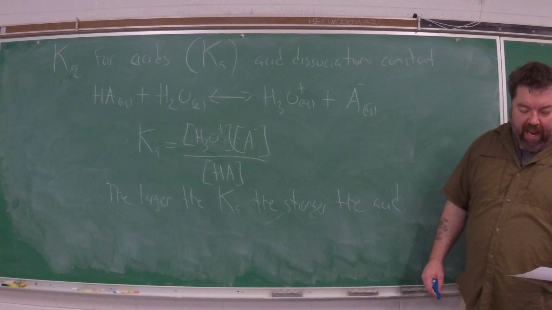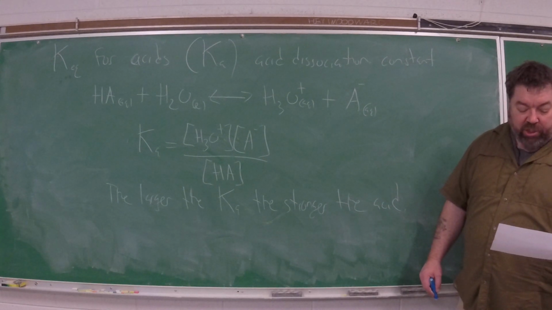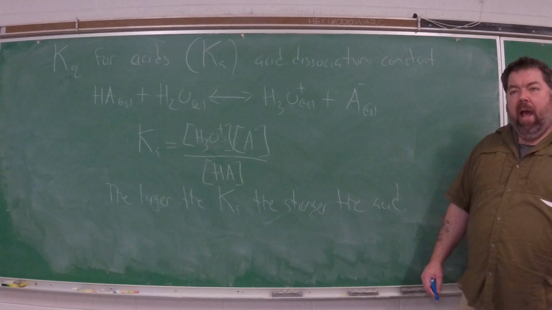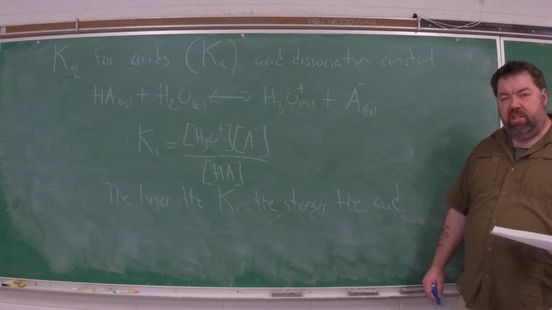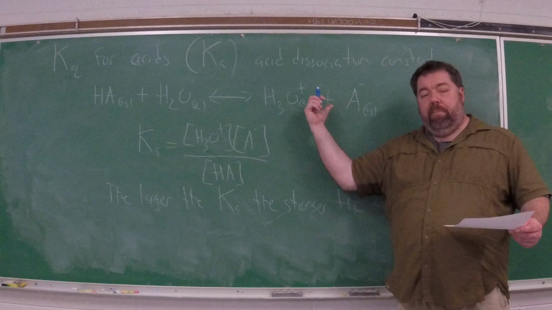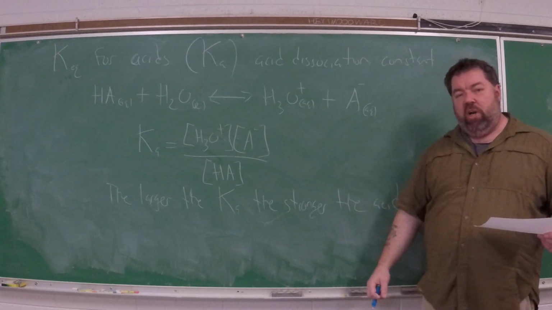If you have a strong acid, your Ka is going to be much, much greater than 1. It's like for hydrochloric acid, nitric acid, sulfuric acid, all of those. Again, all the acid is going to be on this side, so you end up with a very large Ka.